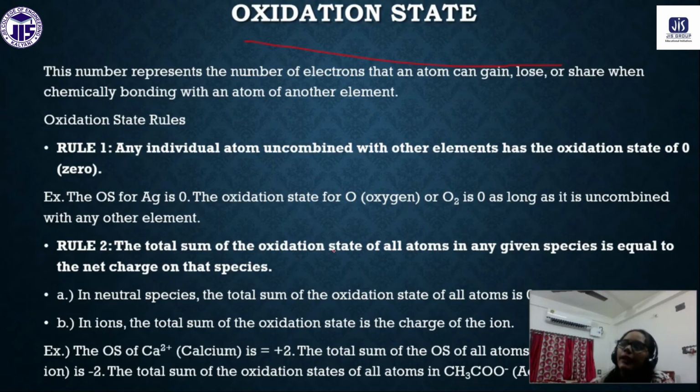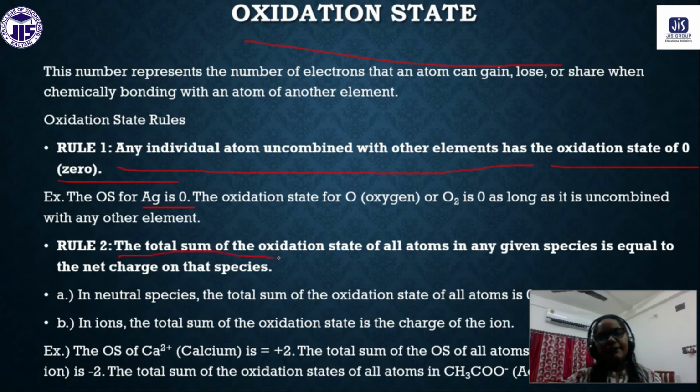Generally from this portion you can have this type of question where the elements are given, and for that element you have to find out what the oxidation state is. Okay. So rule number 1: any individual atom, even when combined with other elements, has the oxidation state 0. That means if we are talking about silver, the oxidation state should be 0. Rule 2: the total sum of the oxidation states of all atoms in any given species is equal to the net charge on that species.